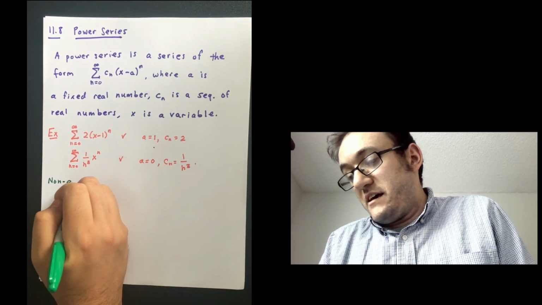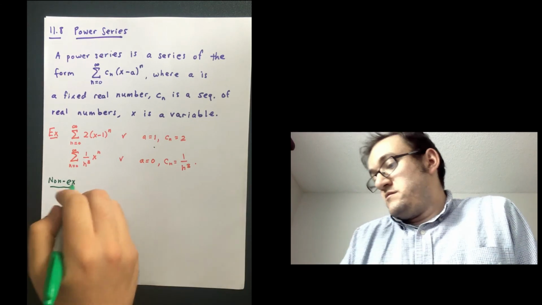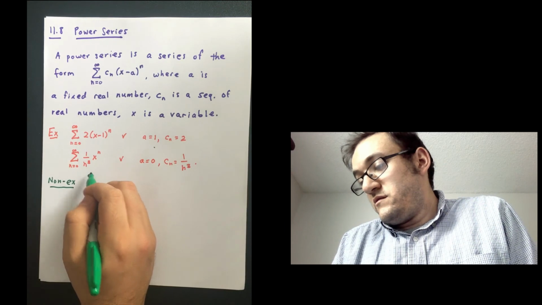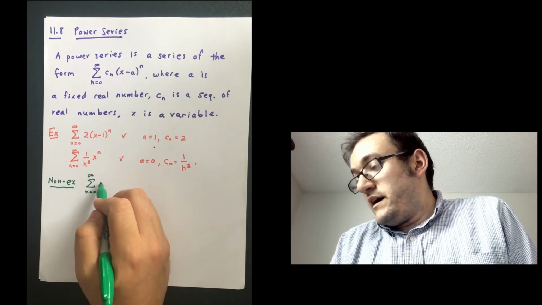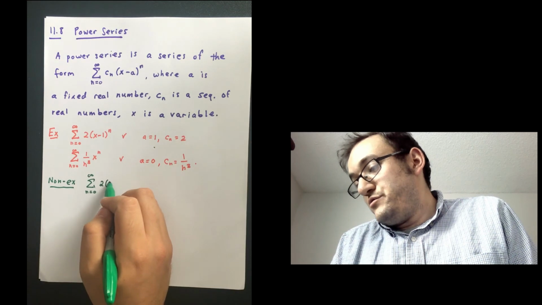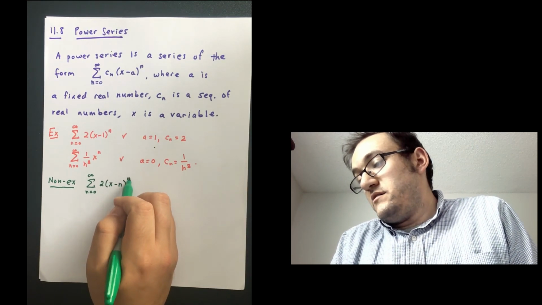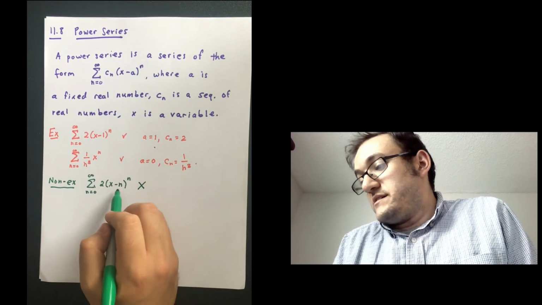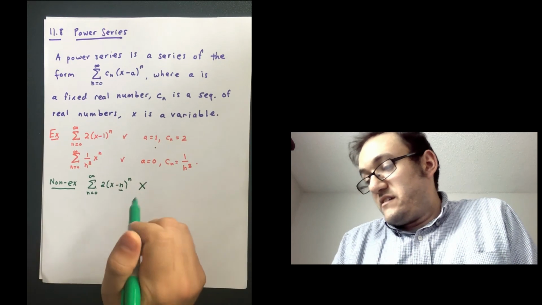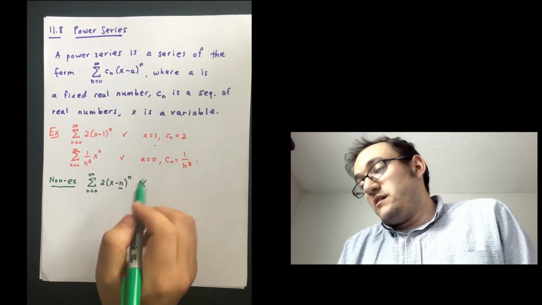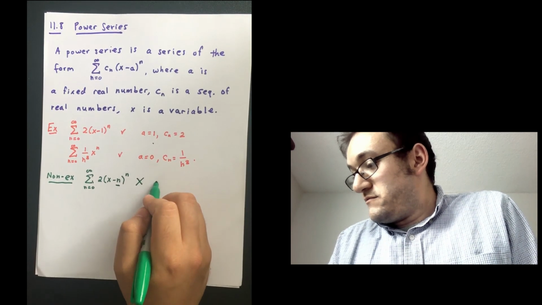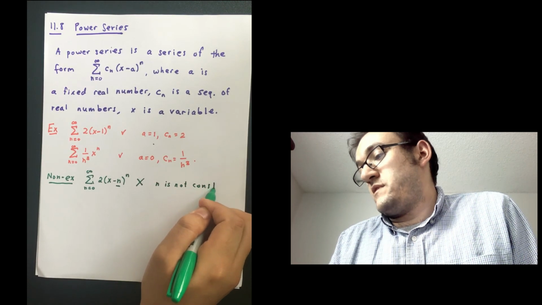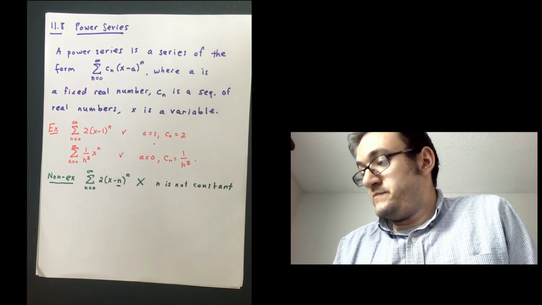Let's look at some non-examples of power series. For instance, if I have 2 times (x minus n) to the n, this is not a power series because the expression inside of the parentheses with x needs to be a constant. Okay, so n is not constant.